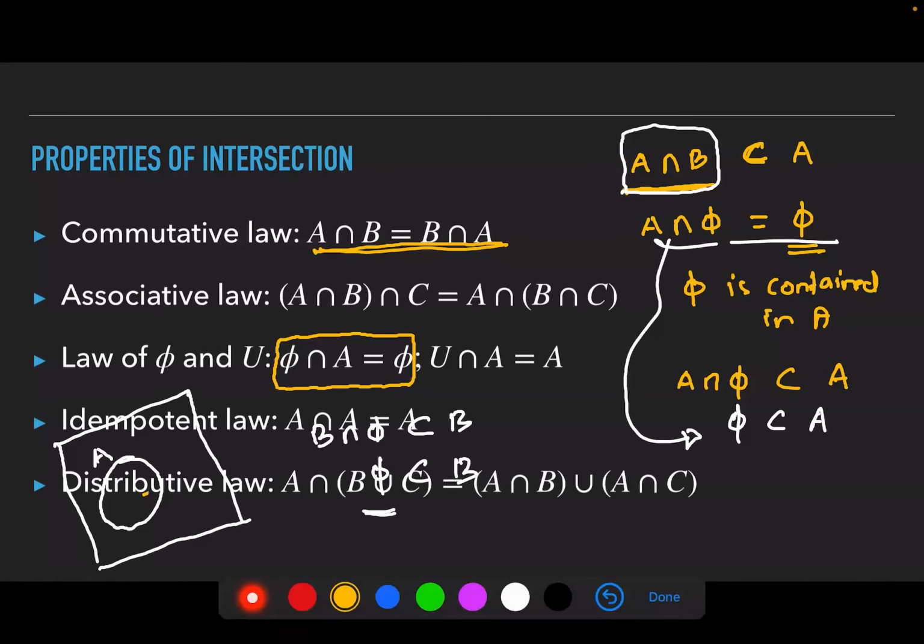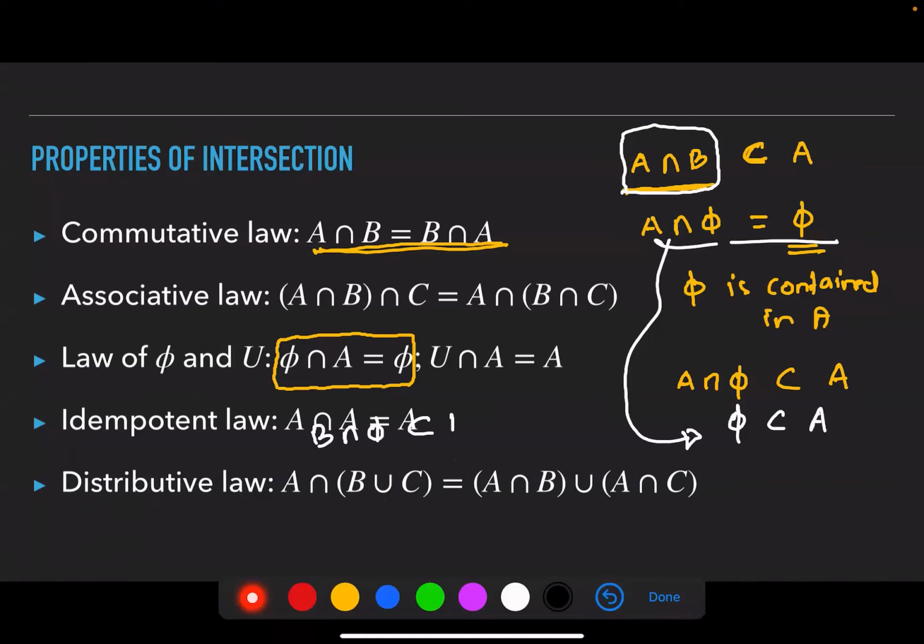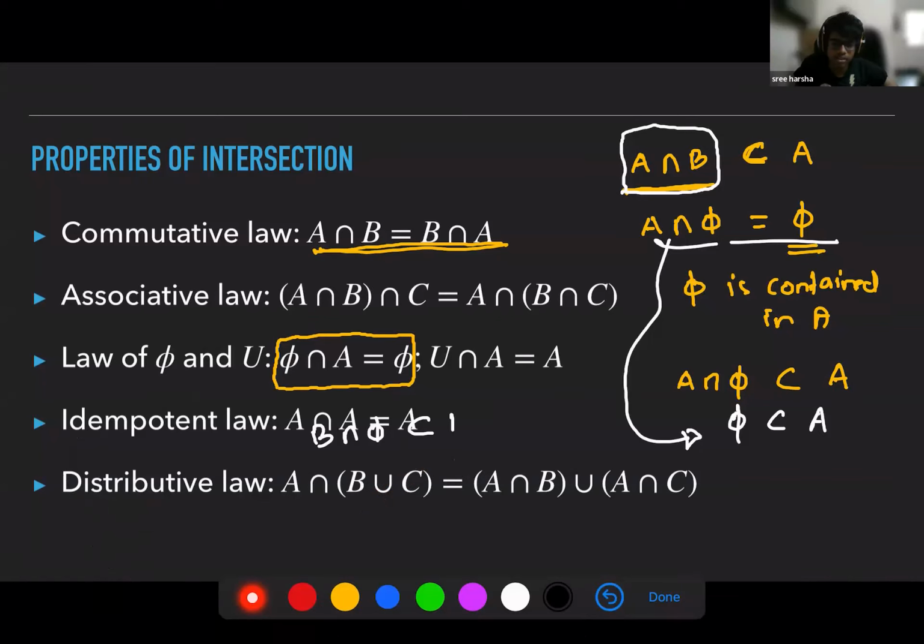So distributive law, let me erase this. You're able to look at the distributive law? Yes, sir. Distributive law is like you're doing some operation in the bracket. First A intersection B union C you're doing, and that will be A intersection B union A intersection C. So you are distributing intersection over union. That is what you're doing.